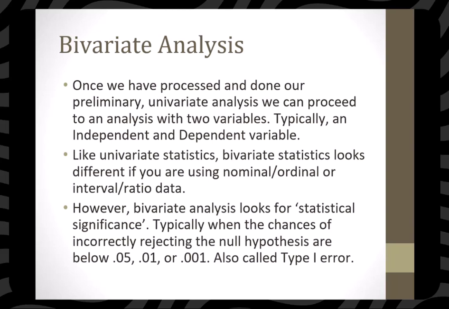This is called type 1 error. When we say, oh, it looks like our independent variable is the cause of our dependent variable, and we are wrong, that is going to be type 1 error.